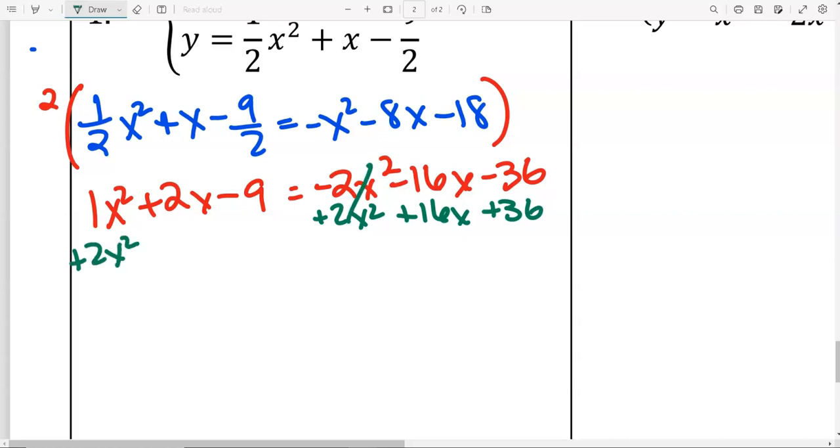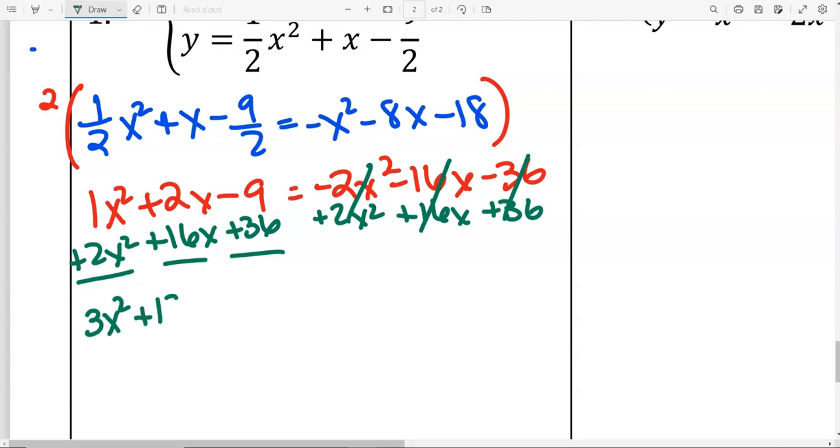There's my 2x squared. Here is my 16x. And here is my 36. This first one gives me 3x squared. My middle piece gives me 18x. And my last piece gives me, what is that, 27?